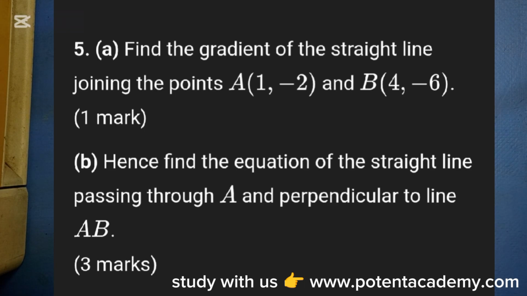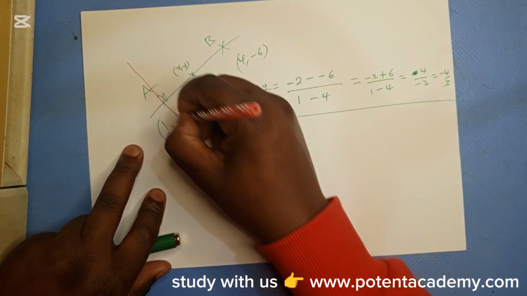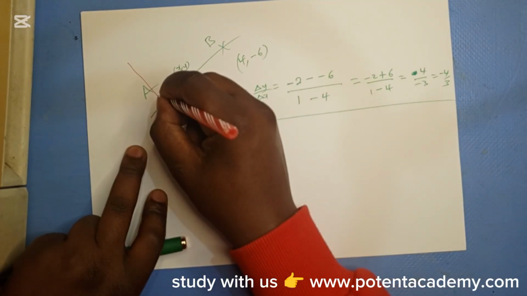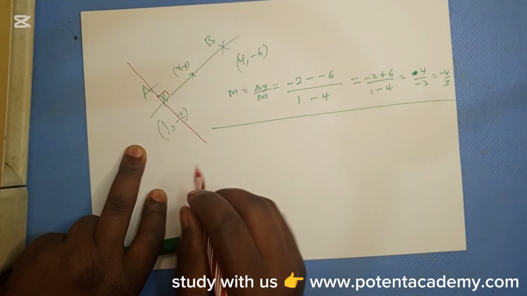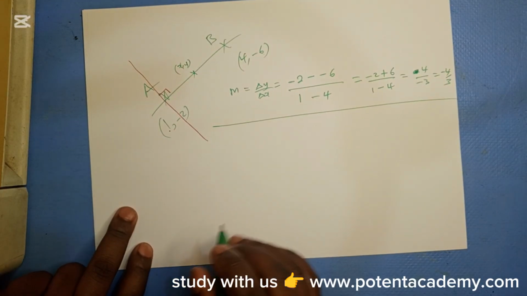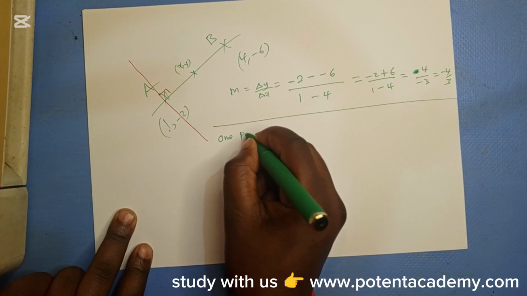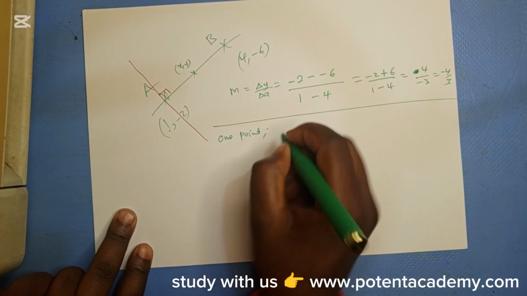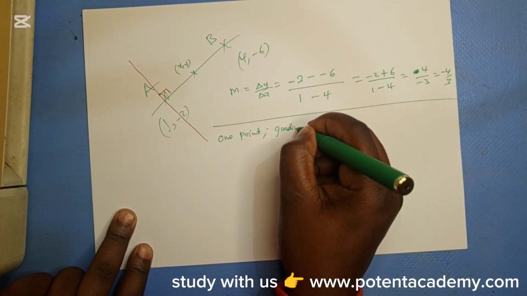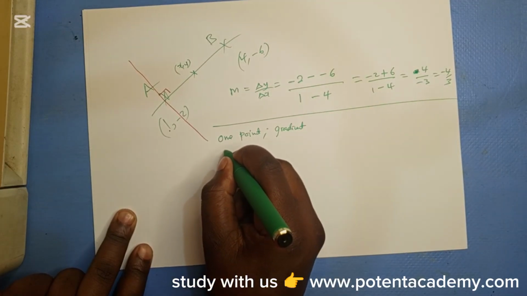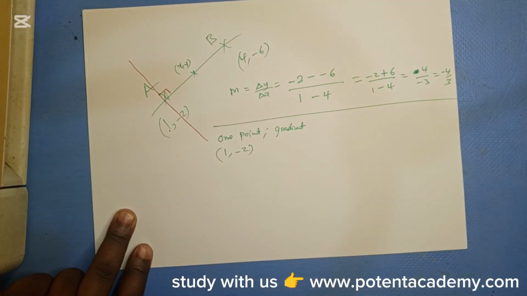asks, hence find the equation of a straight line passing through A and perpendicular to AB. So we are given another line that is passing through point A and it is perpendicular to AB. So how do you get that? To find the equation of a line, you need first to be given one point and given its gradient. For this case, we have 1 point which is 1, negative 2, but our gradient, we don't have it, but we can derive.